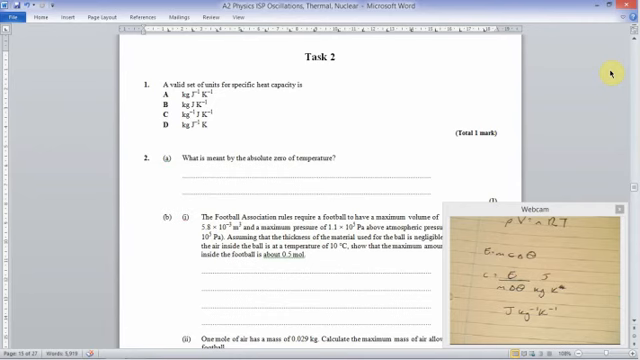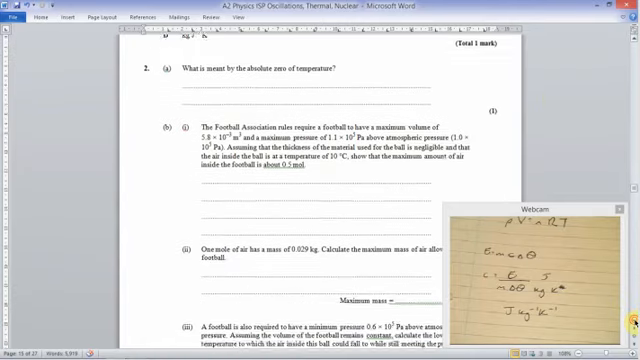Well, absolute zero is where the pressure inside a volume of gas is zero. Or it could be the point at which the kinetic energy is zero. So either of those two points is valid. If you're going to go with the energy route, you have to mention kinetic energy. You can't just say energy, you have to say kinetic energy is zero.